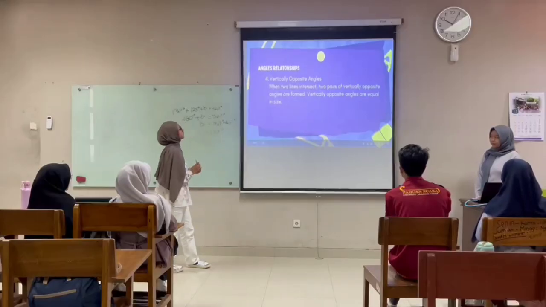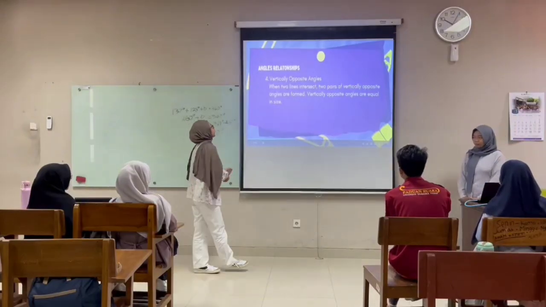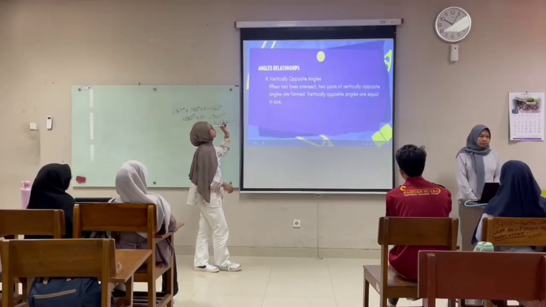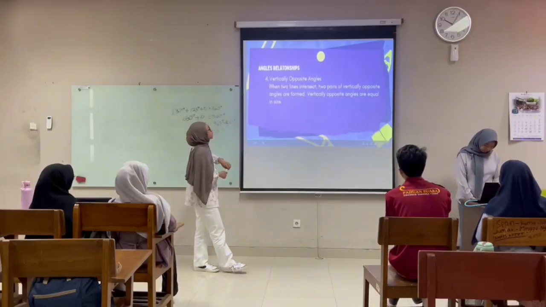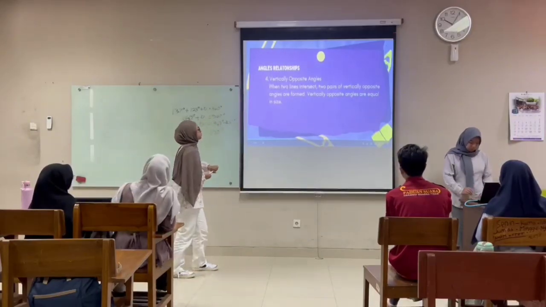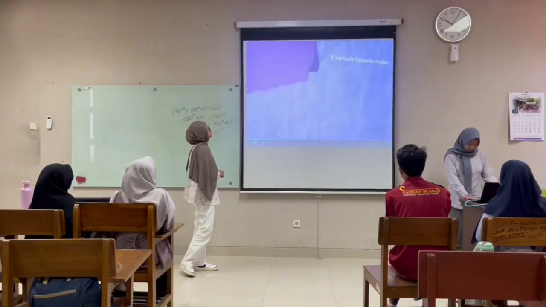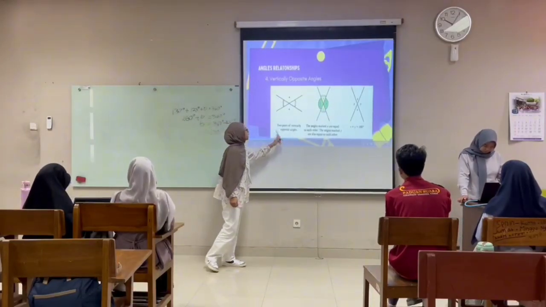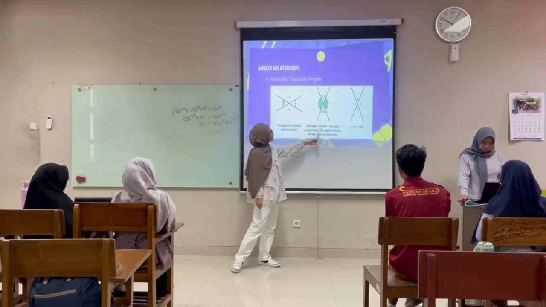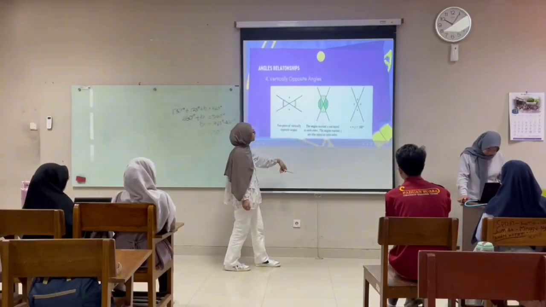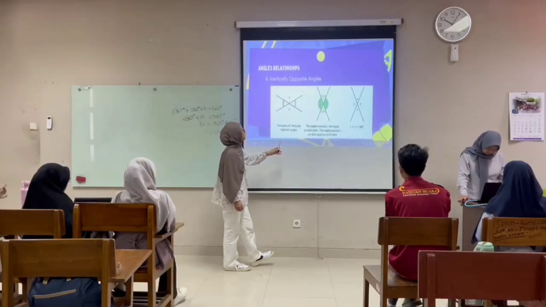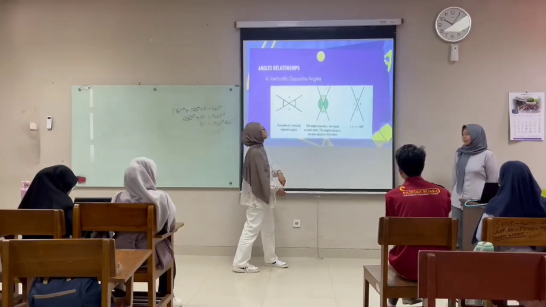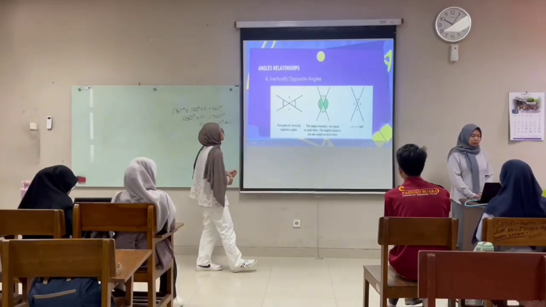Next, number 4 is vertically opposite angles. When two lines intersect, two pairs of vertically opposite angles are formed. Vertically opposite angles are equal in size. The angles marked X are equal to each other. The angles marked Y are also equal to each other. And then X plus Y is equal to 180 degrees.